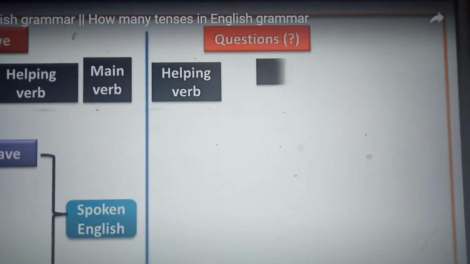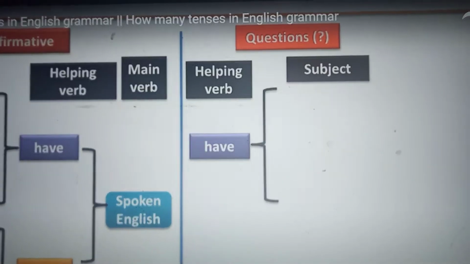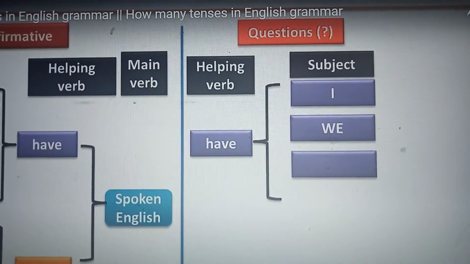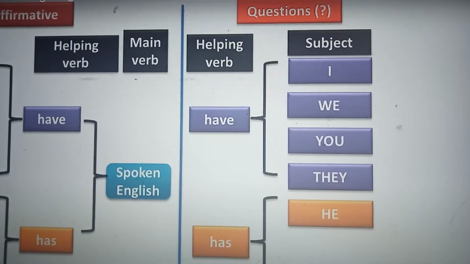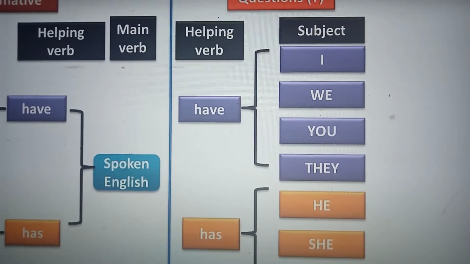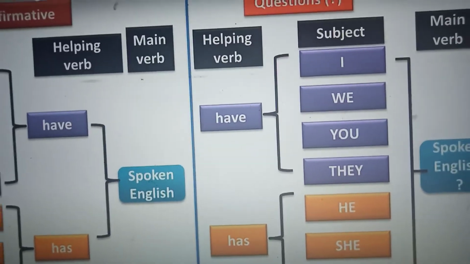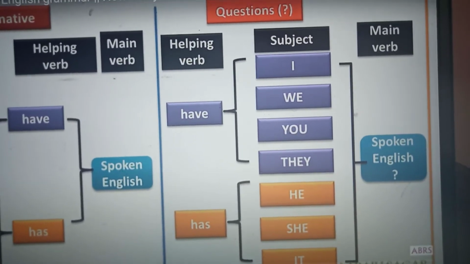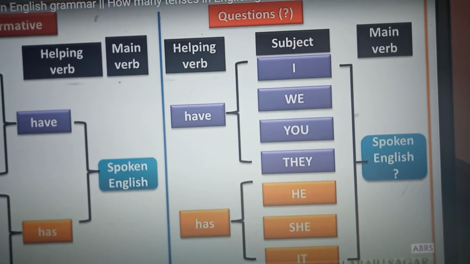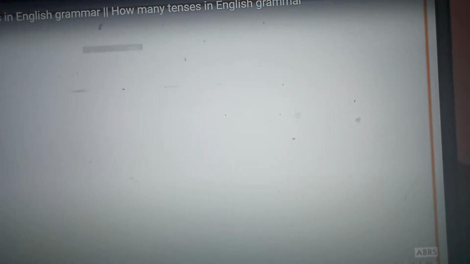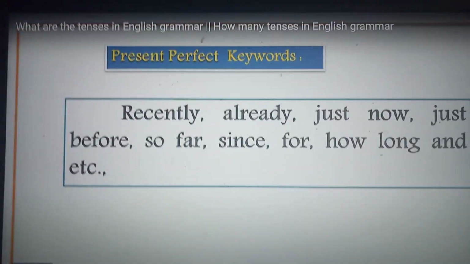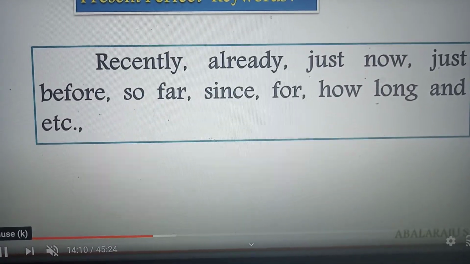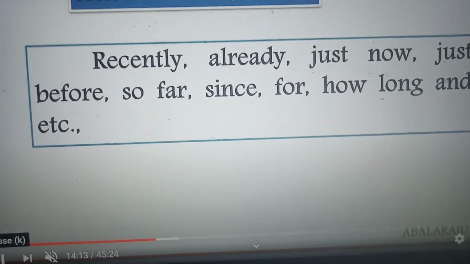Question form: the helping verb has, have comes first. Have I, have we, have you, have they spoken English? Has he, has she, has it? Again, we put the helping verb first, then the main verb, then the question mark. That is how questions are formed. Present perfect keywords: recently, already, just now, just before, so far, since, for long, how long, etc.